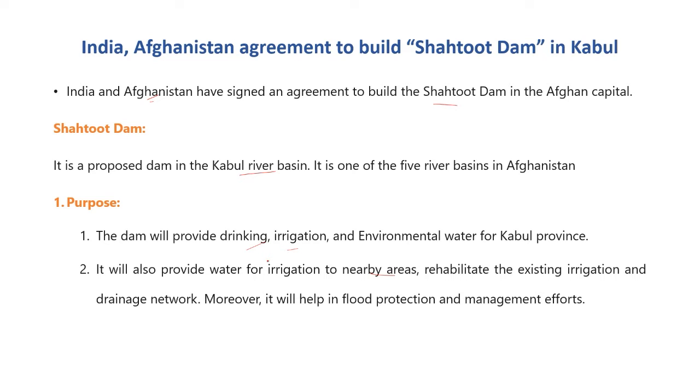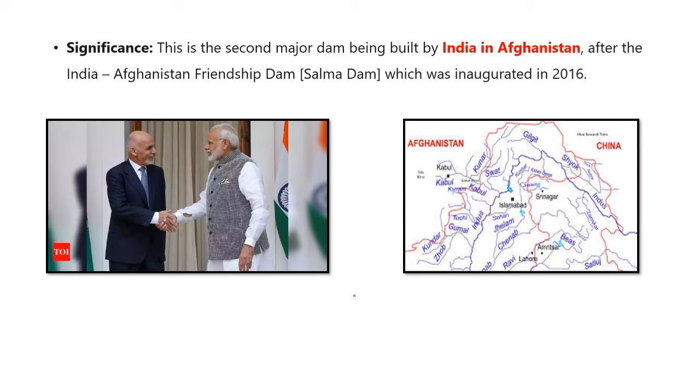It is also constructed to protect against floods and manage the efforts related to floods. So this dam will be restricting the flood and will be helpful for various aspects of people. So what is the significance? This is the second major dam being built by India in Afghanistan after the India-Afghanistan Friendship Dam, Salma Dam. So India has already built a dam in Afghanistan that is known as Salma Dam. After this, the second one is going to be constructed in Afghanistan by India.